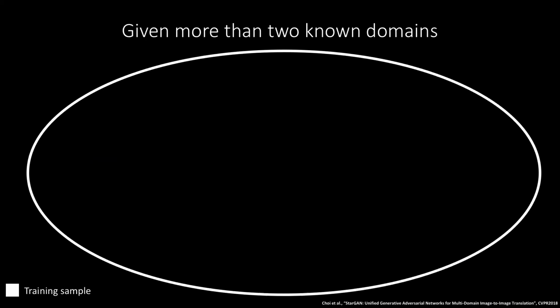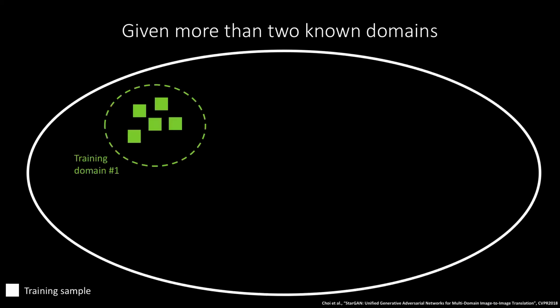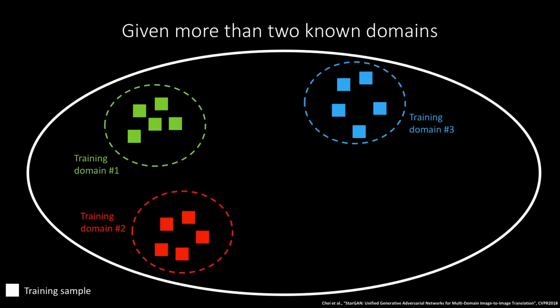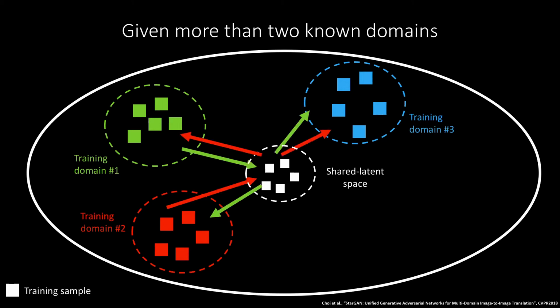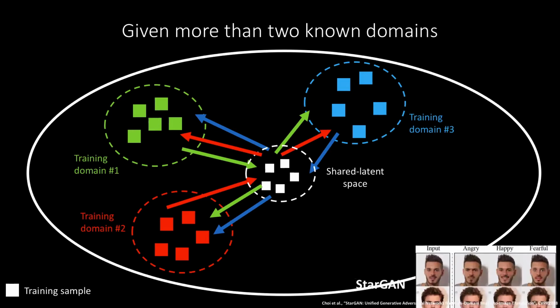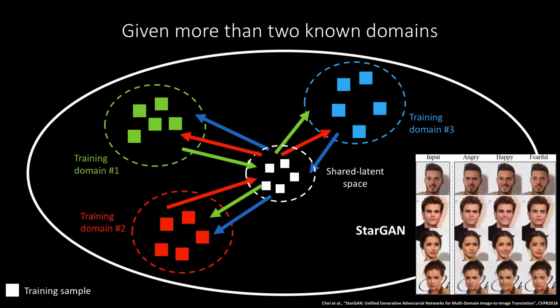There are also image translation among more than two domains. We are given more than two domains in training phase and achieve the mapping from one domain to the other domains in the test phase. StarGAN is one of the examples. Through shared latent space, their model can achieve translation among more than two domains. And their model can translate various attributes of human faces.